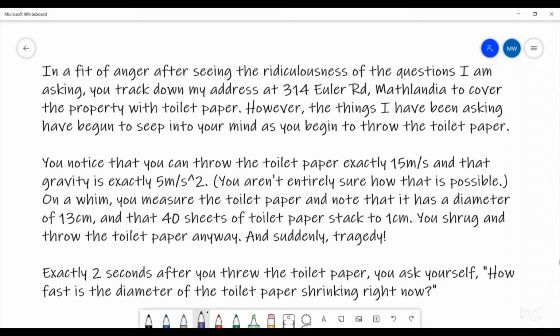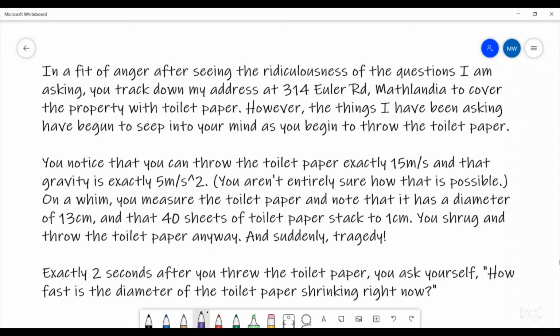Okay, so on a whim, because you are becoming your own worst nightmare. Who wants to go and do this? But on a whim, you measure the toilet paper, and you realize it has a diameter of 13 centimeters, and that there are exactly 40 sheets of toilet paper that stack together to be 1 centimeter thick. You shrug and think, okay, I don't need to know this. I can just put that out of my mind, and you start to throw the toilet paper anyway.